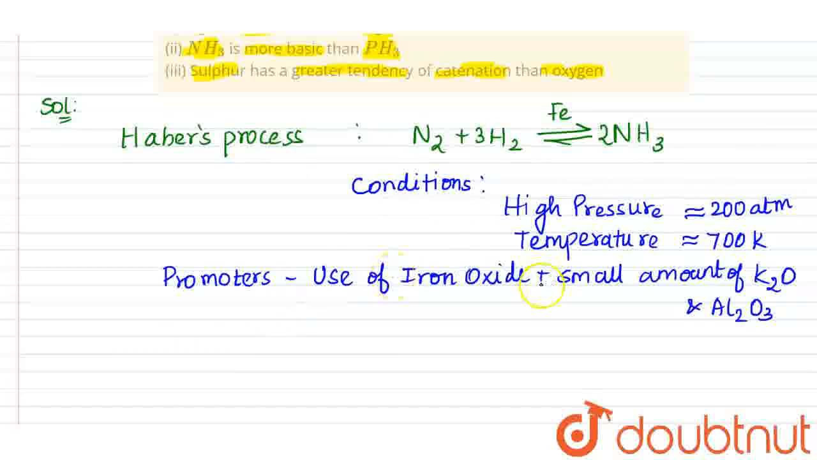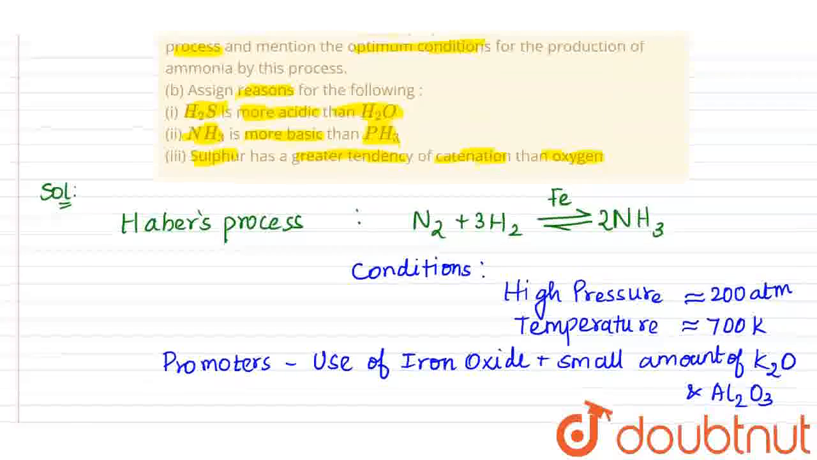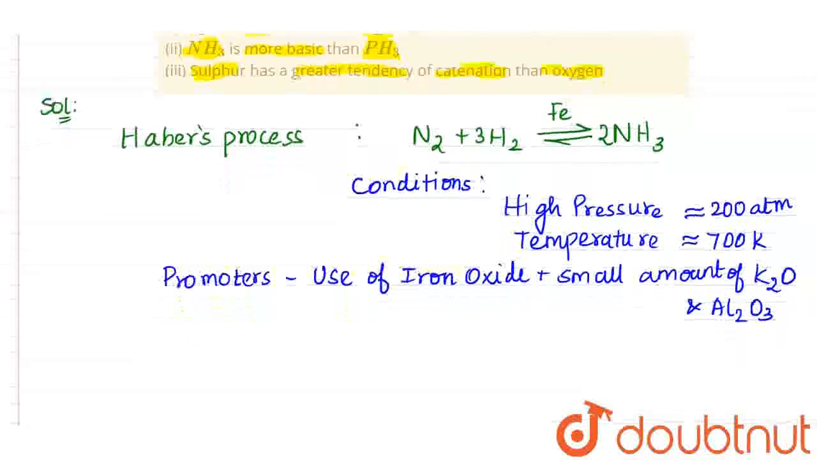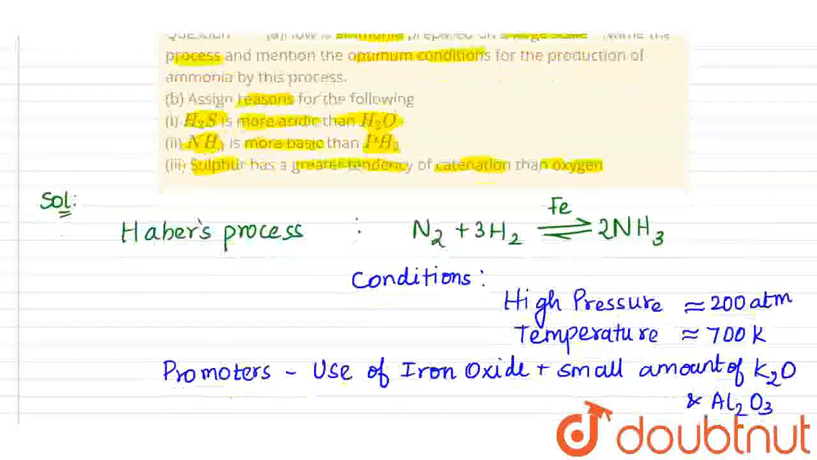So the promoters here are a small amount of potassium oxide and aluminum oxide, used along with iron as a catalyst. So this is about Haber's process, which is used for large scale preparation. In large scale industry, Haber's process is used to produce ammonia. Let us discuss the second part, that is, assign reasons for the following.